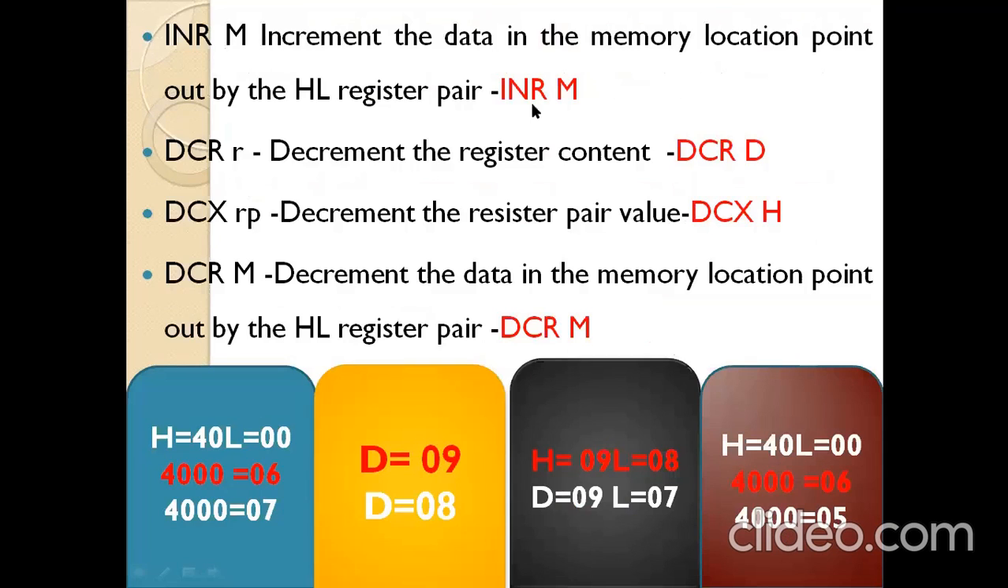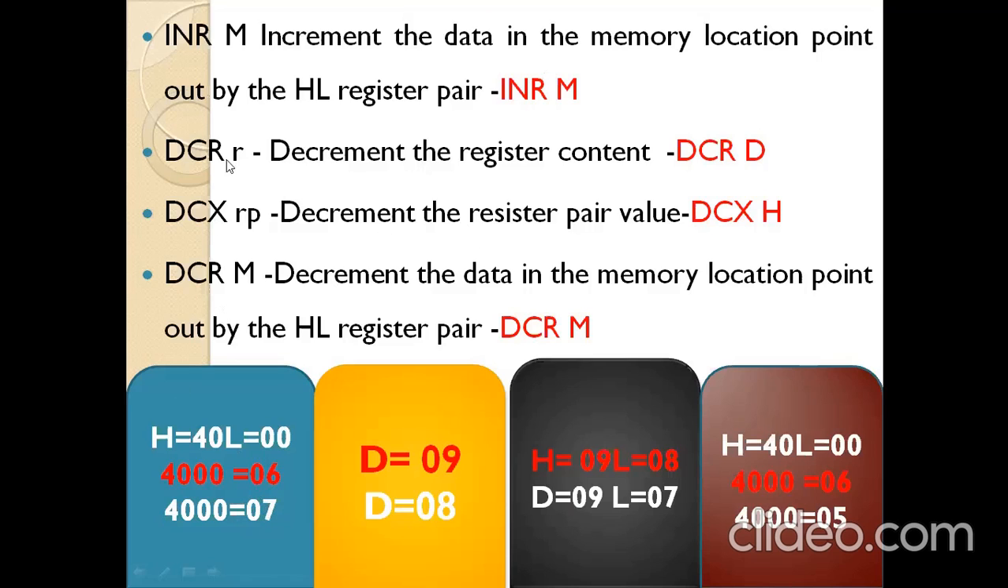INR M. Increment the memory location content. So M, if any instruction with M comes, it means go and check the HL register. What is the value? H is equal to 40, L is equal to 00. If you combine these two values, you will get the address 4000. What is the value available? 06. Now, if you increment this 06, it will become 07. So now the output is, the memory location will increment as 7.